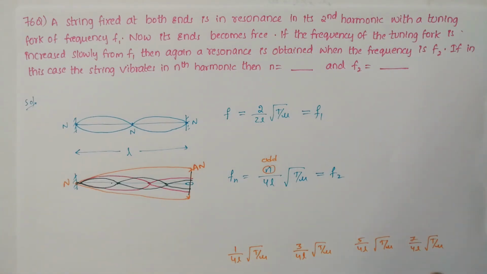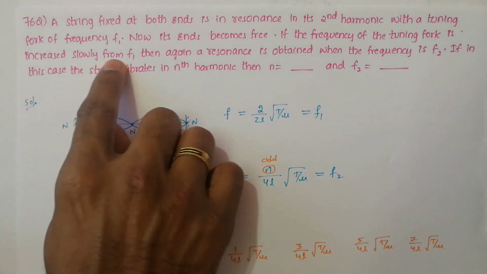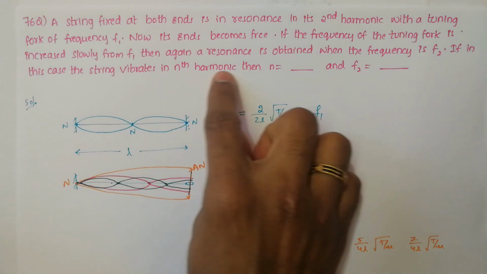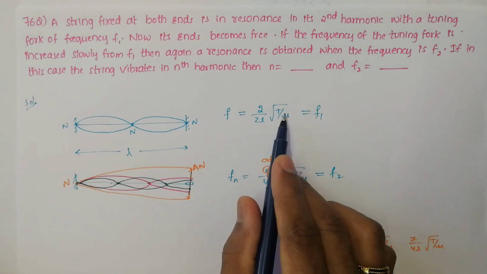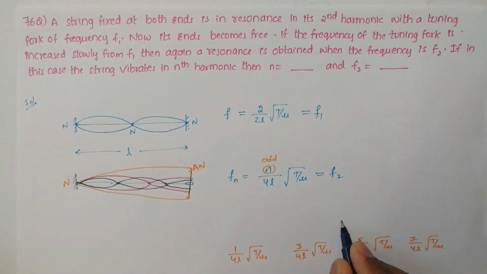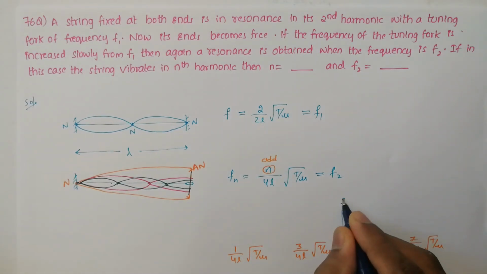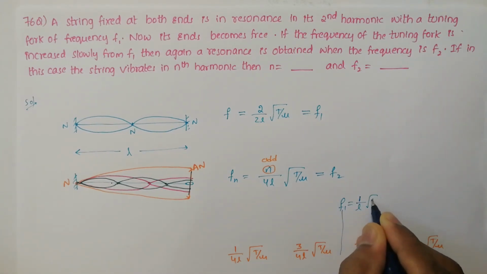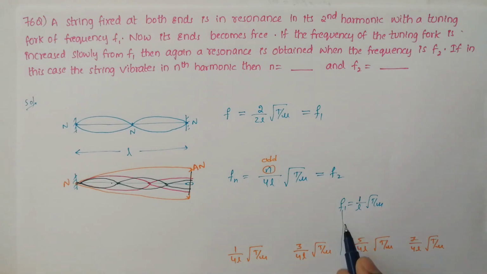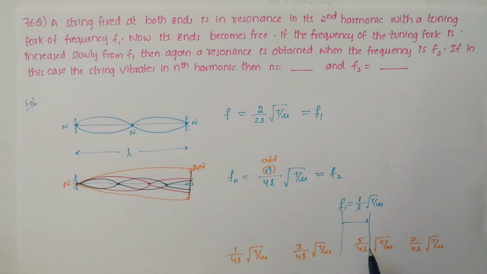Now, what is he saying? This is F2. He is talking about increasing F1 slowly and you get F2, which means F2 is the next possible frequency after F1. So if I plot F1 here, F1 is 1 by L into under root T by mu, which is 4 by 4L, so it will be somewhere here. So F1 will be here, that is 1 by L into under root T by mu. Now if you increase F1, the next possible one is this one.